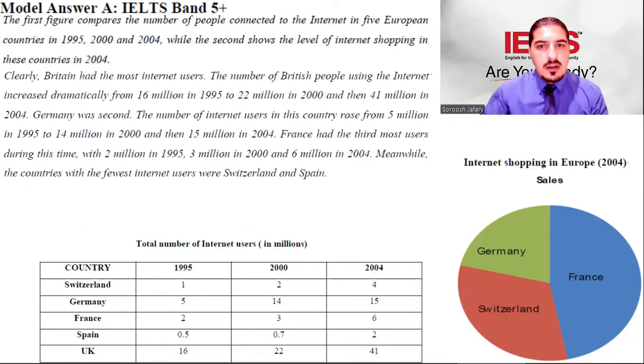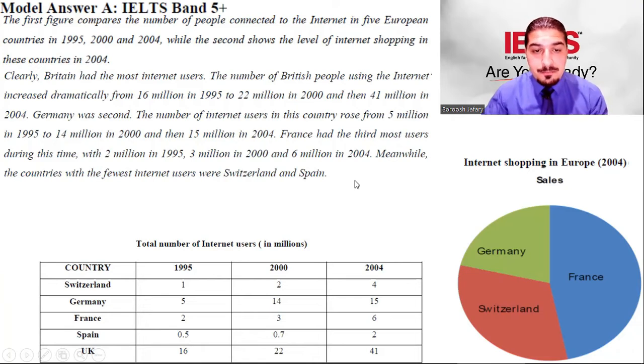Let's go. Clearly, Britain had the most internet users. The number of British people using the internet increased dramatically from 16 million in 1995 to 22 million in 2000, and then 41 million in 2004. Germany was second. The number of internet users in this country rose from 5 million in 1995 to 14 million in 2000, and then 15 million in 2004. France had the third most users during this time, with 2 million in 1995, 3 million in 2000, and 6 million in 2004. Meanwhile, the countries with the fewest internet users were Switzerland and Spain.